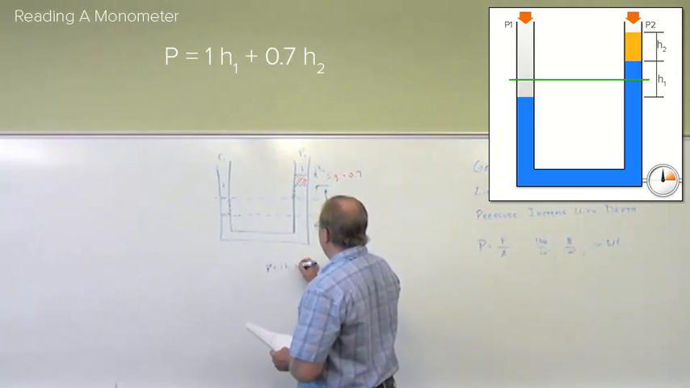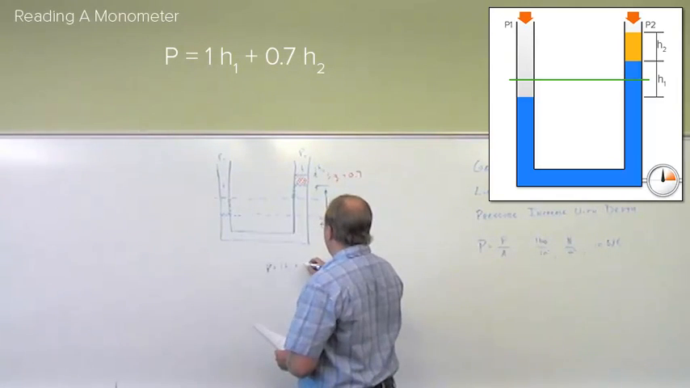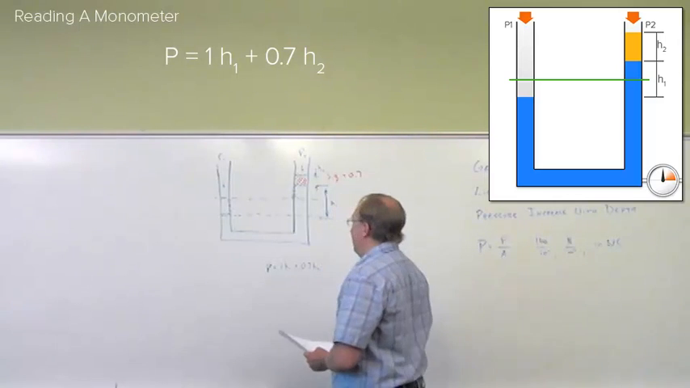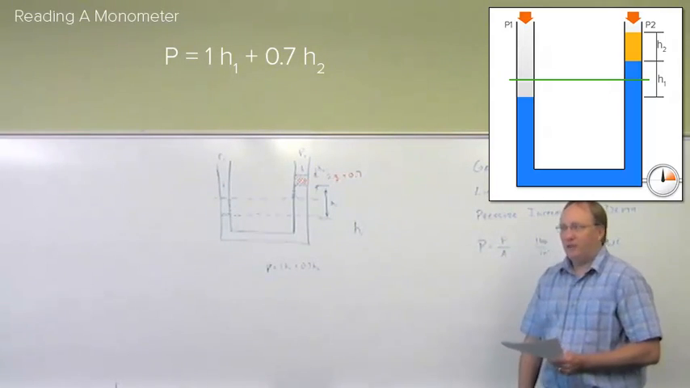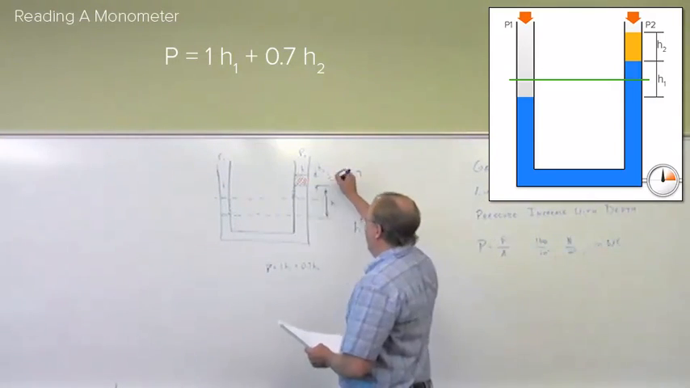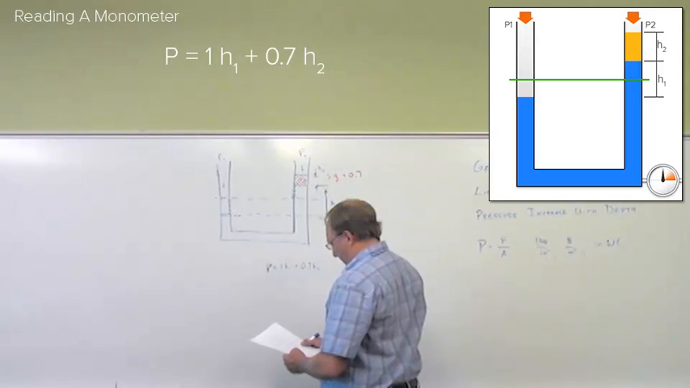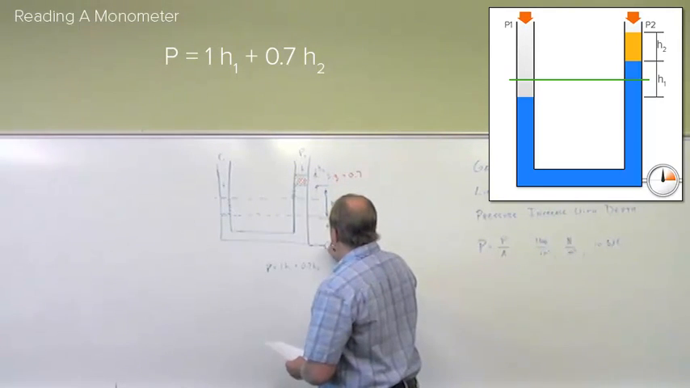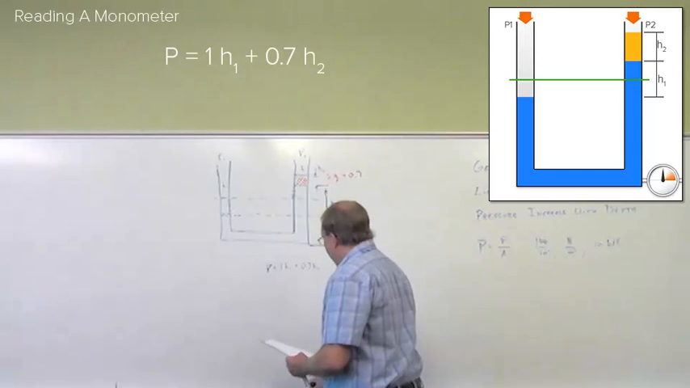So back to our pressure. The pressure is going to be this pressure plus 0.7 H2. That's really pretty straightforward. So now I just need to know H1 and H2, and I'm done. And that's what the pressure gauge right here would read.